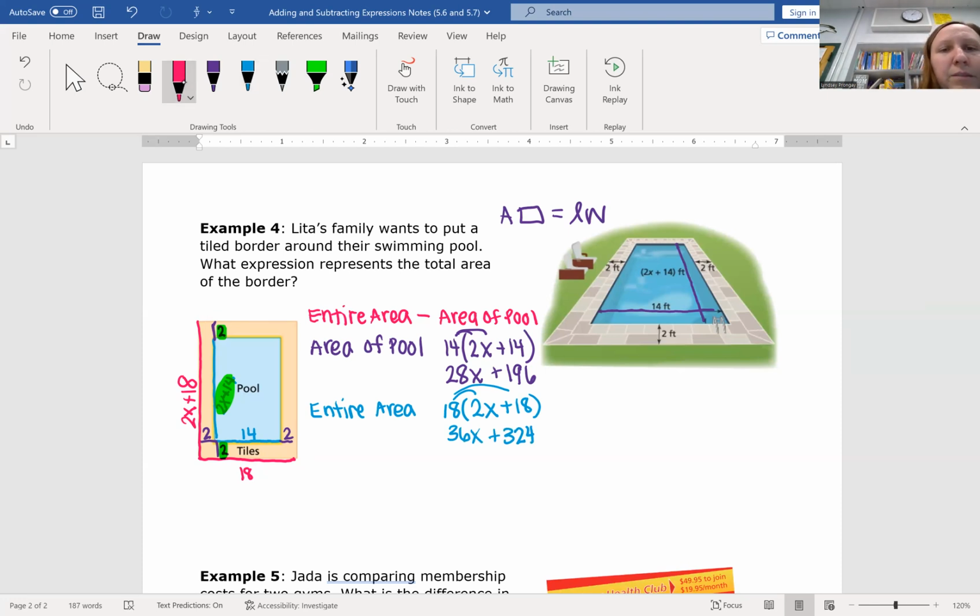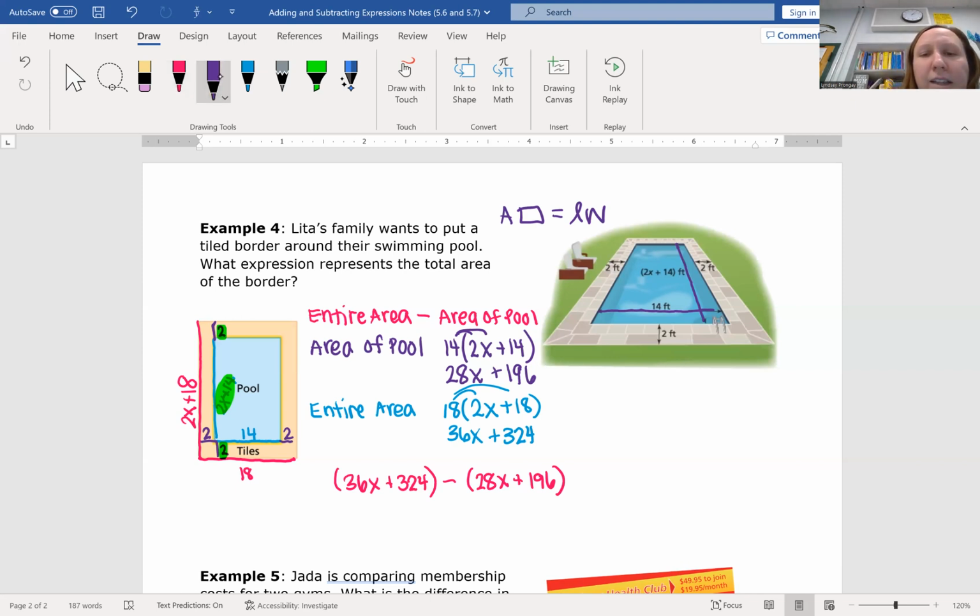Now going back to what we said at the beginning, I'm going to take that entire pool area and subtract the area of the pool. So the entire area was 36x plus 324, and I'm subtracting the area of the pool, which is 28x plus 196. Now we have gotten to our actual subtraction question. Like I said, very similar to the ones before, but here there's a minus in between. So we can't just say those parentheses don't matter here and just combine all our like terms together.